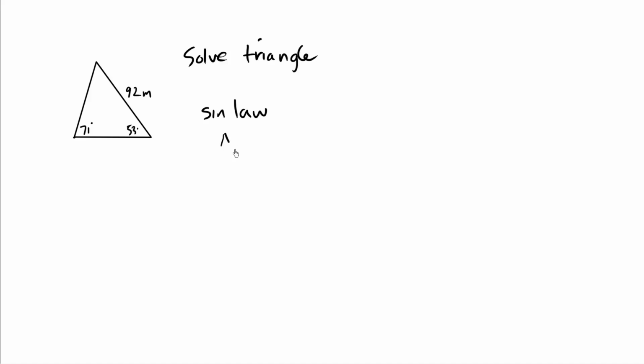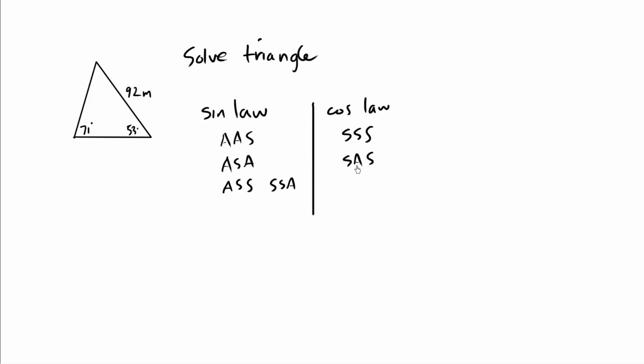It's nice to memorize that AAS, angle, side, means use the sine law. So does ASA, angle, side, angle, as well as ASS, or you could think of this as SSA if you have good manners. The cosine law we use when we have SSS or SAS. So clearly this one here is going to be an AAS problem. We're going to use the sine law.